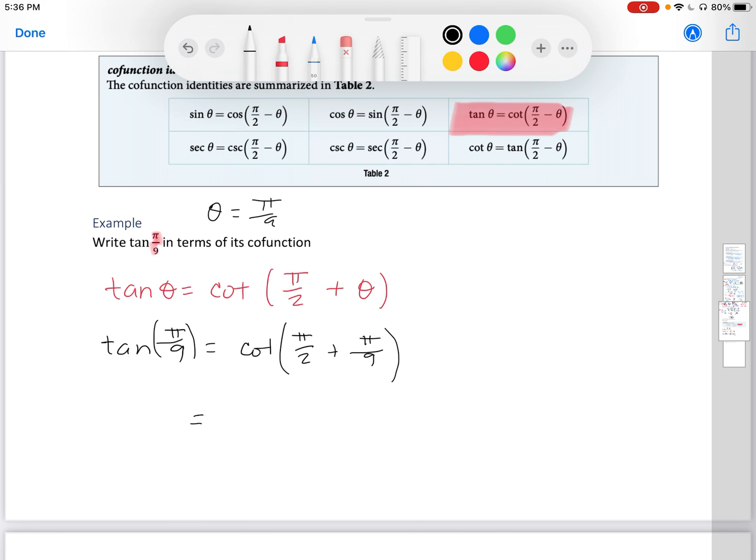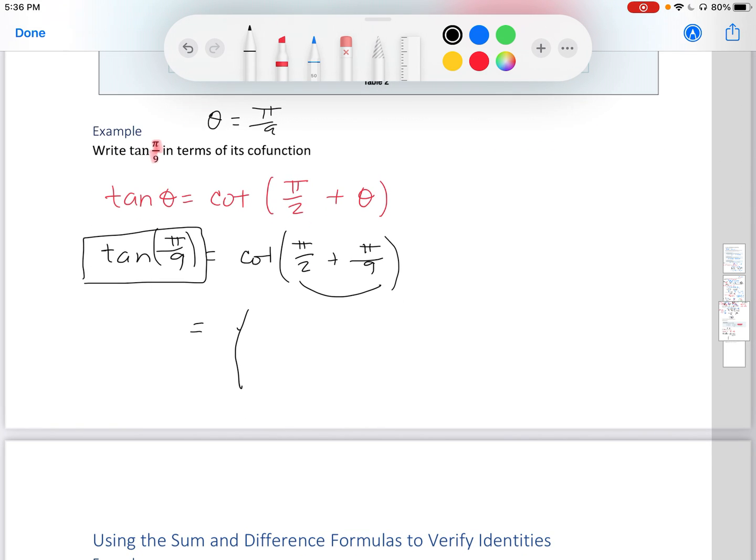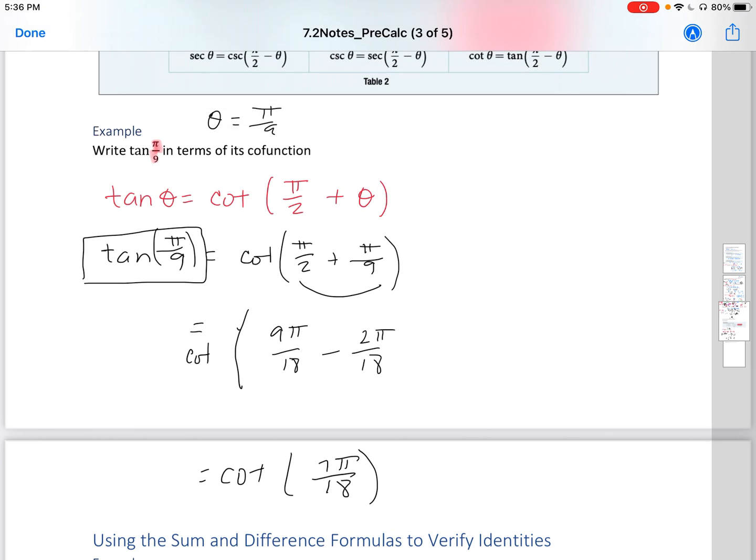All right, well, let's think about what we're doing. Tangent of pi over 9 is not a value in our unit circle. So we're going to use this to try to rewrite it in another way. So let's go ahead and add these values. Let's get a common denominator of 18. So I have cotangent of 9 pi over 18 minus 2 pi over 18. So it's the same thing as cotangent of 7 pi over 18. And that just gives you another perspective of looking at the same value.